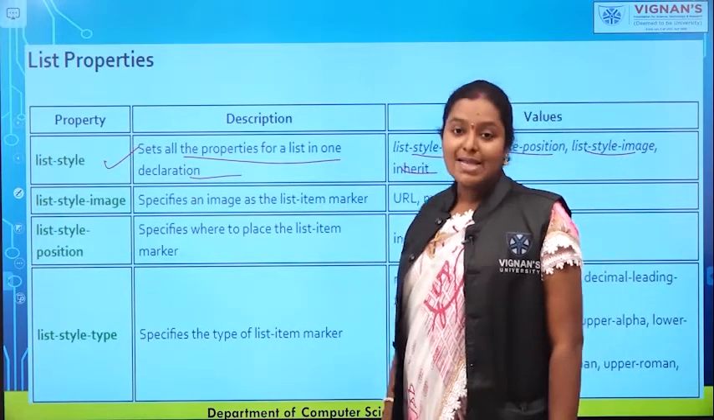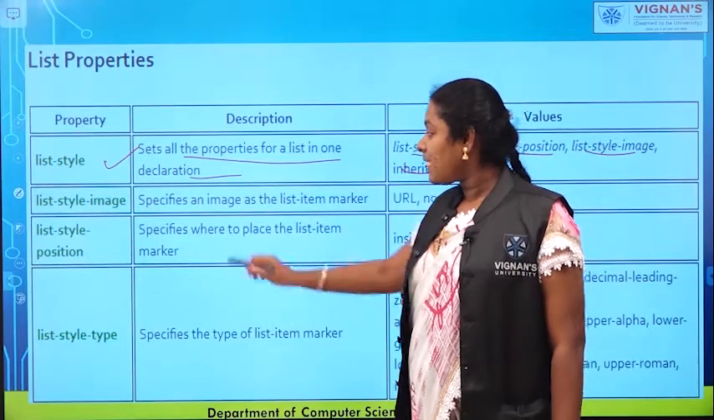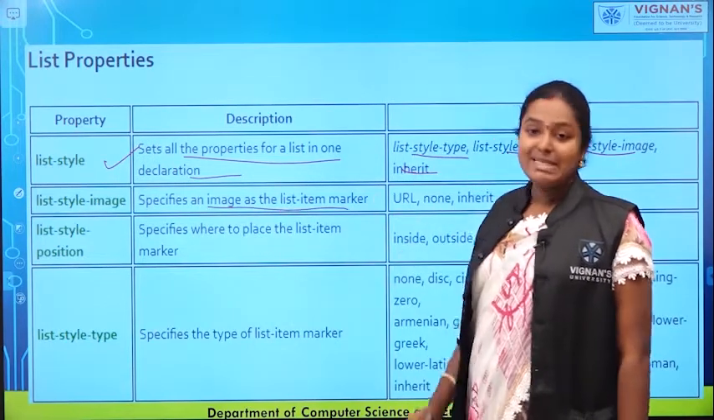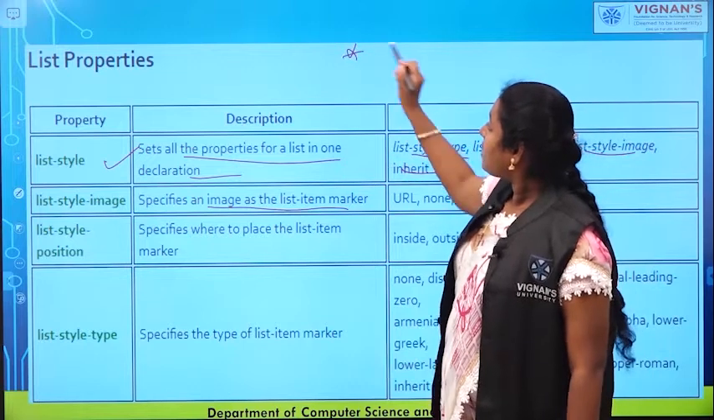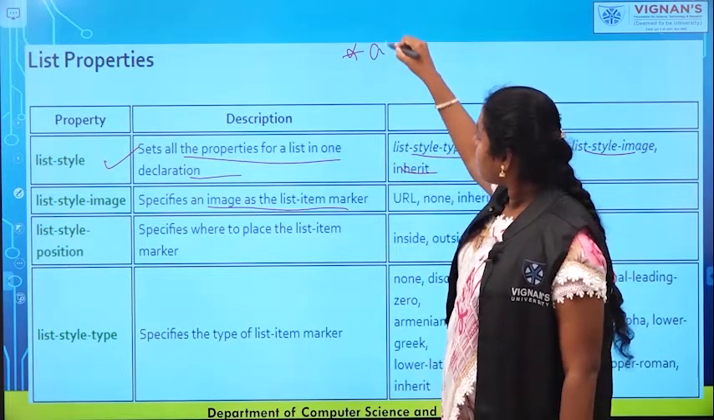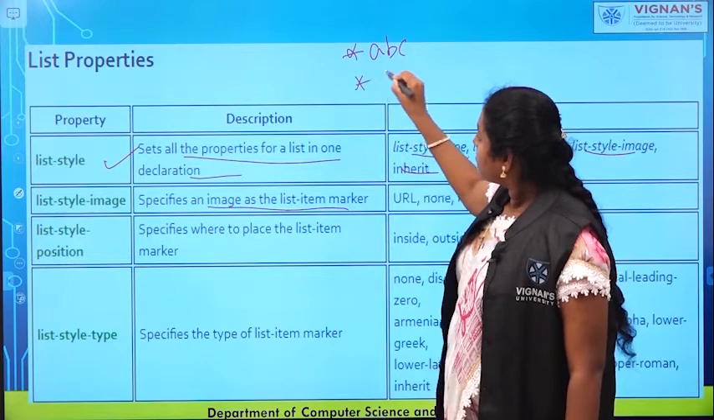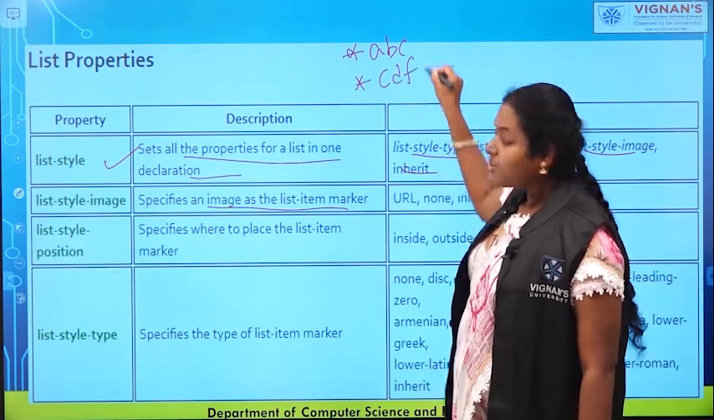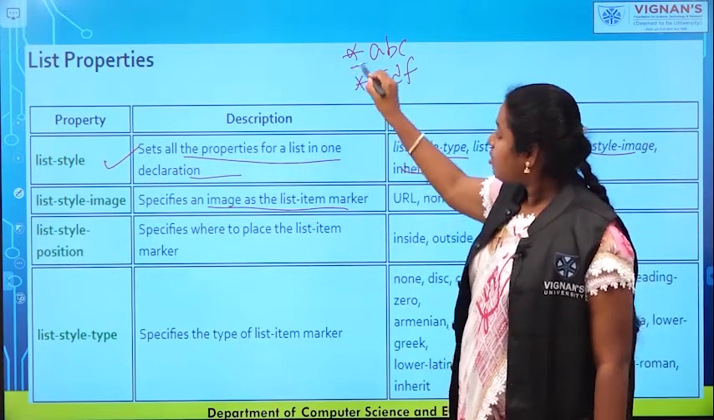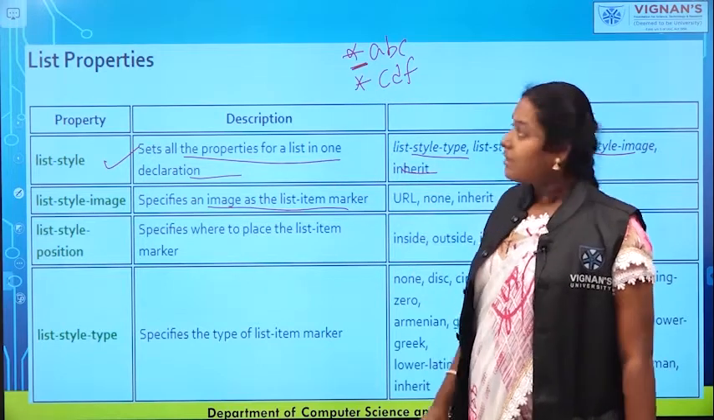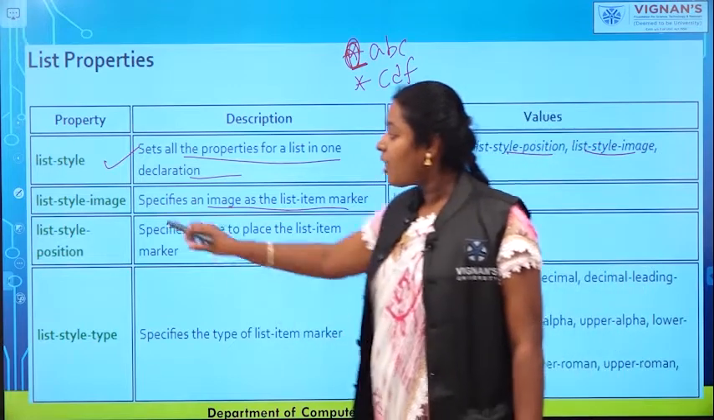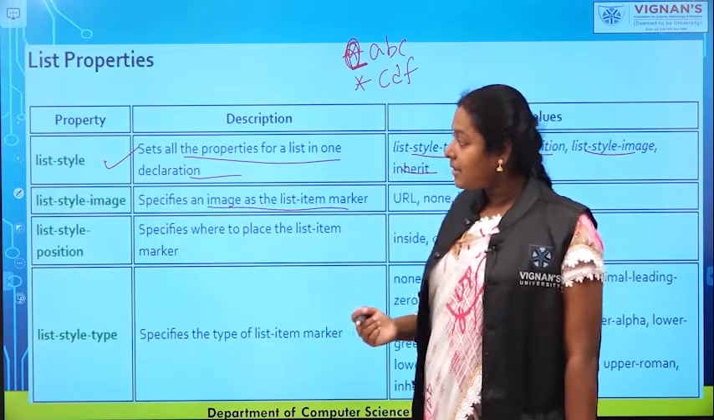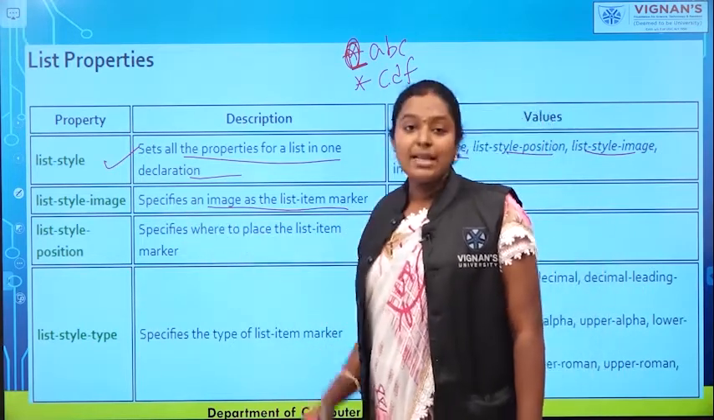Next, list-style-image. The image will come as the list item marker. So what is meant by a list item marker? It is like the markers for the items, like A, B, C. These are some of the items in the list, and this is called a list item marker. You can also make this marker an image. So if you want to put an image as a marker, you have to use list-style-image.